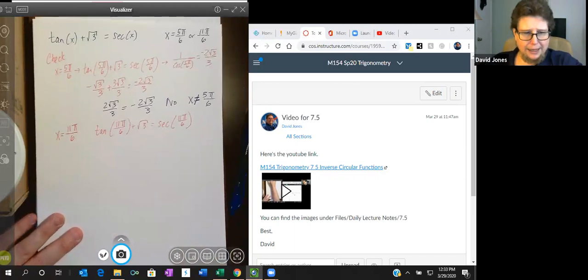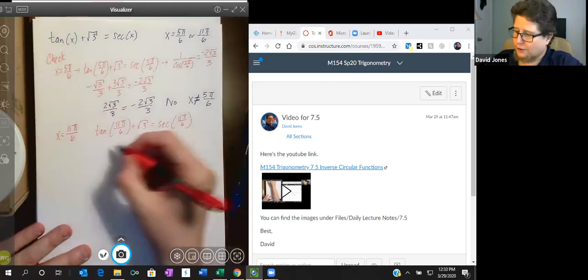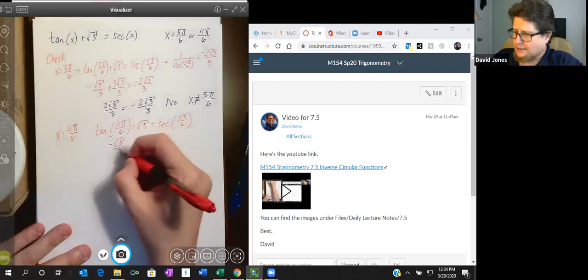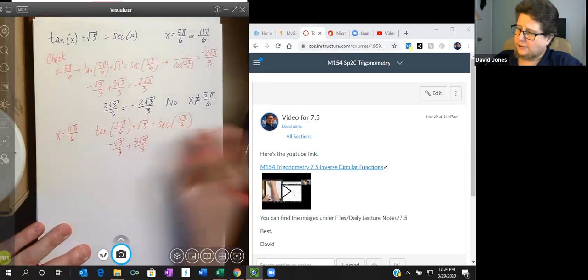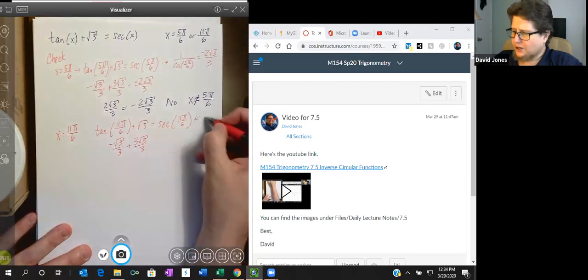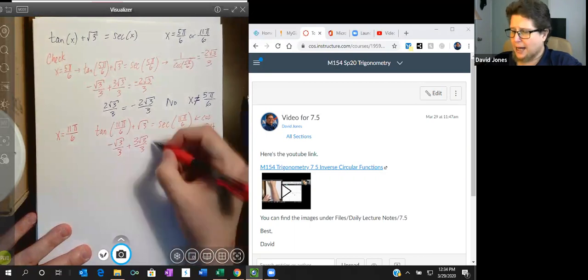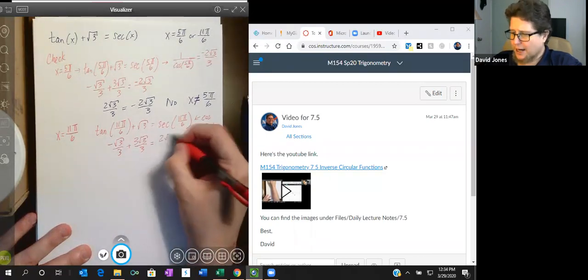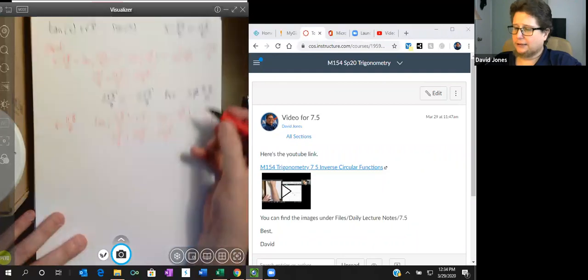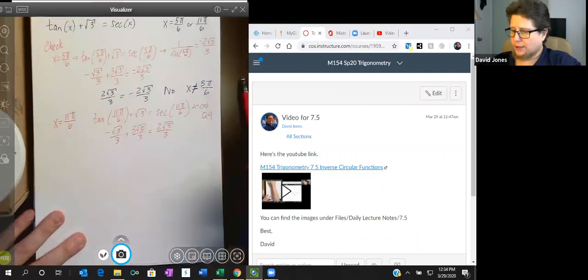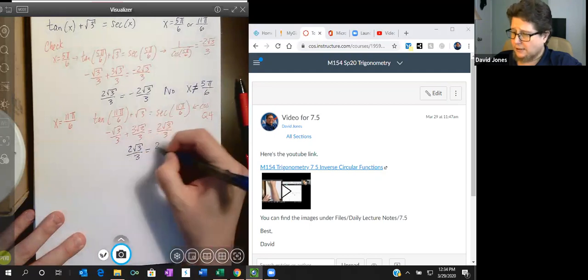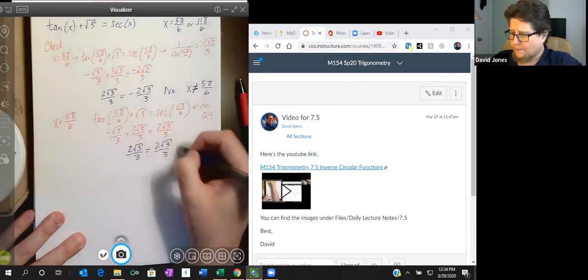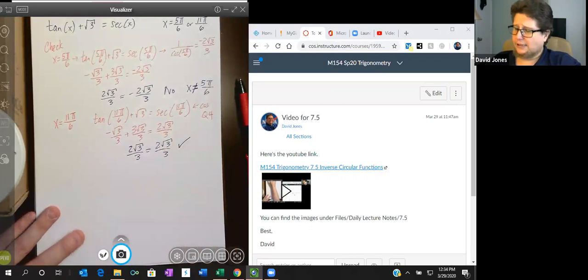The tangent part actually doesn't change. It's still negative root 3 over 3. And we'll make that 3 root 3 over 3. Now this is related to cosine, and we're in quadrant 4, so the outcome is positive. It's going to be the positive 2 root 3 over 3. And when we work this out, we do get 2 root 3 over 3 on both sides. This is a valid combination.